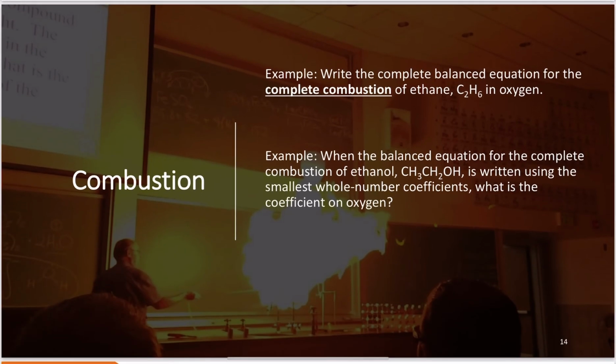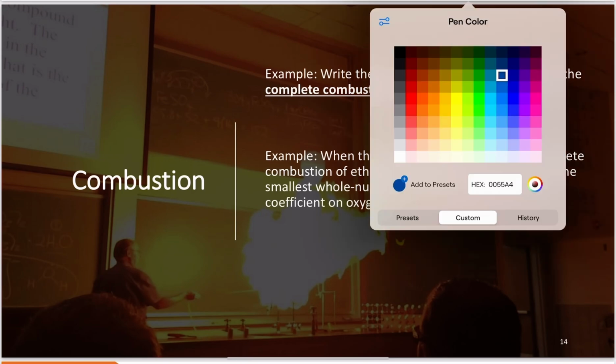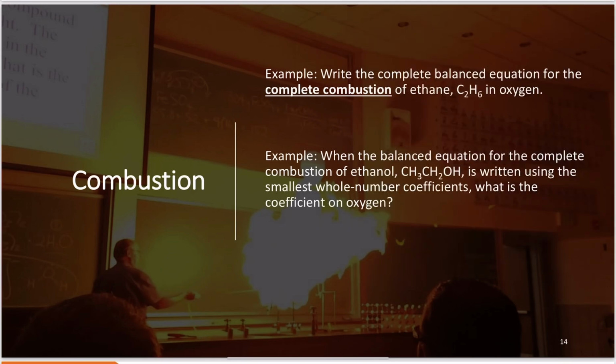Let's work a couple examples. Write the complete balanced equation for the complete combustion of ethane, C2H6, and oxygen. Now, this slide is actually giving you more information than I would probably give you. I could just say, write the complete balanced equation for the combustion or complete combustion of ethane, C2H6, not even say in oxygen. You have to know that oxygen is the other reactant.